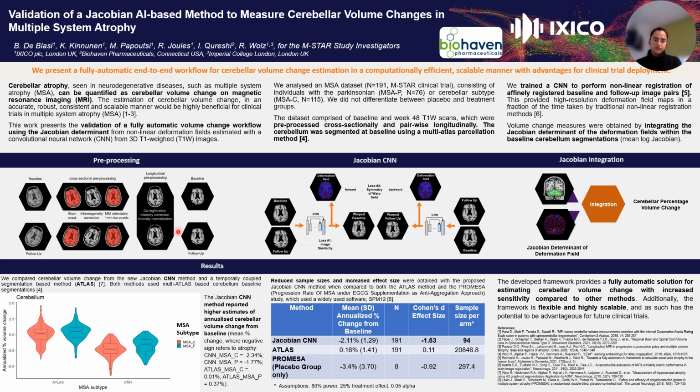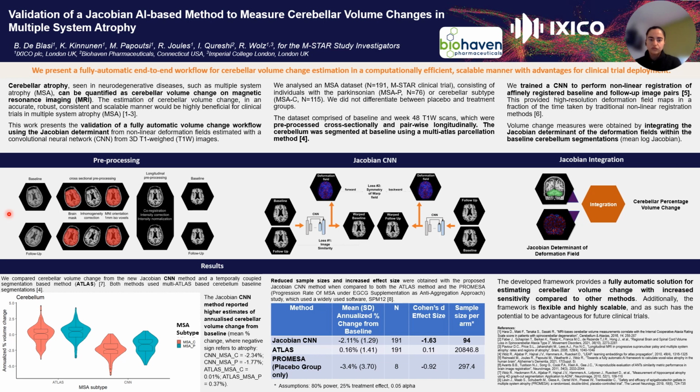The three figures in the middle of the poster, from left to right, show the pre-processing workflow, the Jacobian CNN model workflow, and the Jacobian integration. Briefly, as part of the pre-processing, the baseline and the follow-up images are skull stripped, inhomogeneity corrected, and then aligned to the same MNI space. Then the follow-up image is registered to the baseline image, and the intensity is normalized for both images. The resulting baseline and follow-up images are then used as inputs for the Jacobian CNN model.